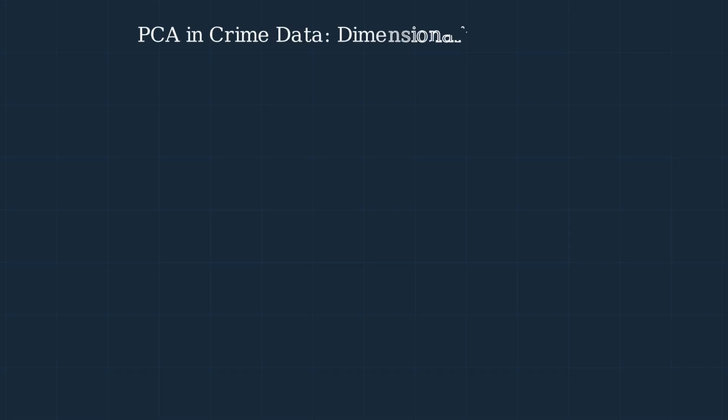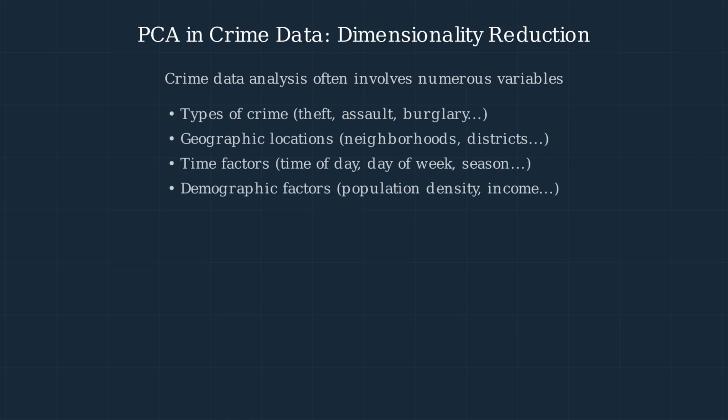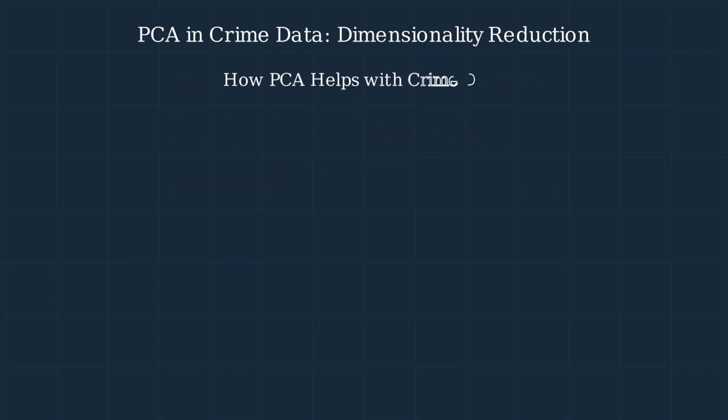Crime data analysts face a significant challenge, managing datasets with numerous variables. These variables include different types of crimes, geographical locations, timing factors, and demographic information. Principal Component Analysis, or PCA, offers a powerful solution to this dimensionality challenge.